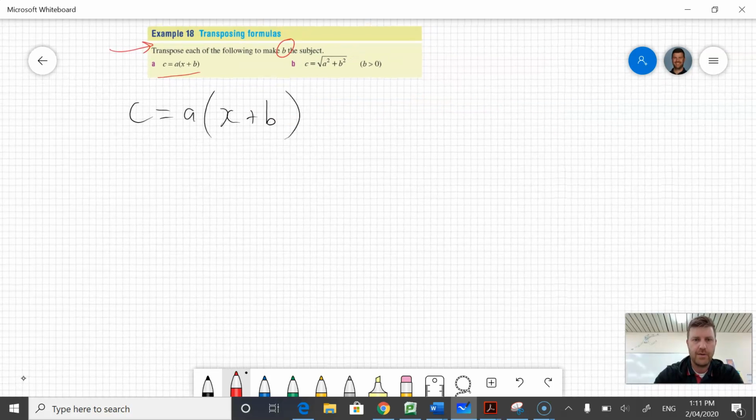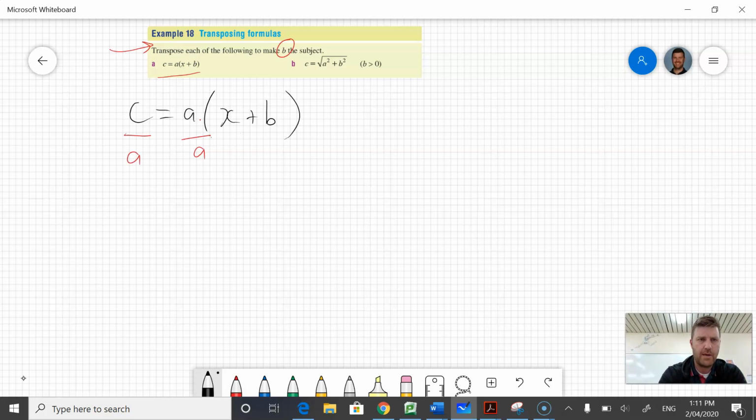So how do we isolate B on the right hand side? There's an A over here and there's an X over here. Which one's furthest removed from the B? We've got to get rid of that first. It's the A that's furthest removed, so we're going to get rid of the A first. And the operation happening between A and the bracket is multiply. So I'm going to divide by A on the right hand side, and if I do that I need to divide by A on the left hand side.